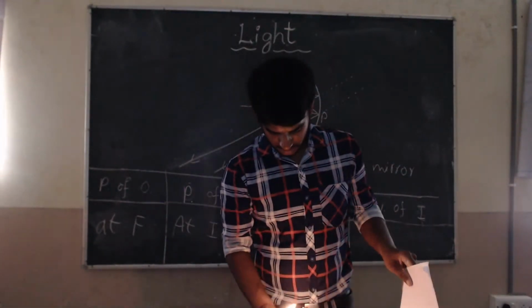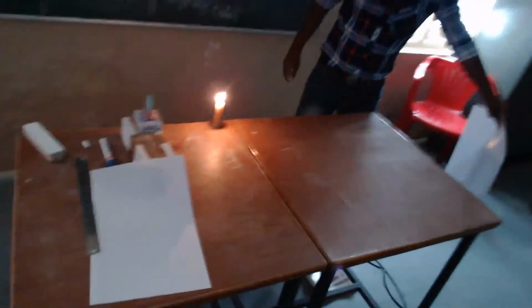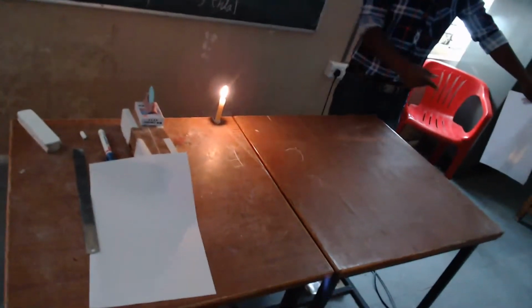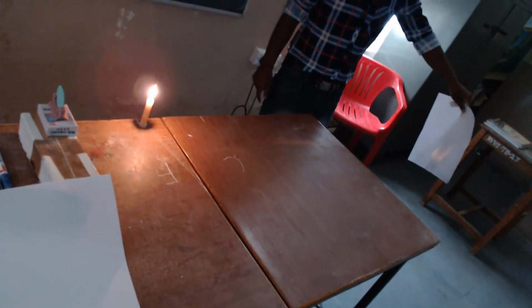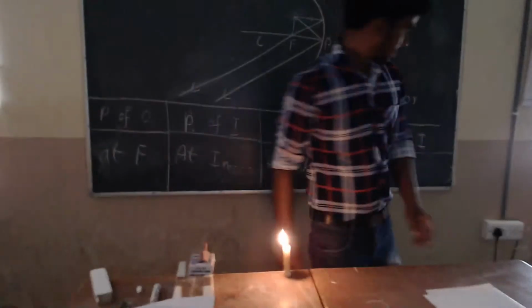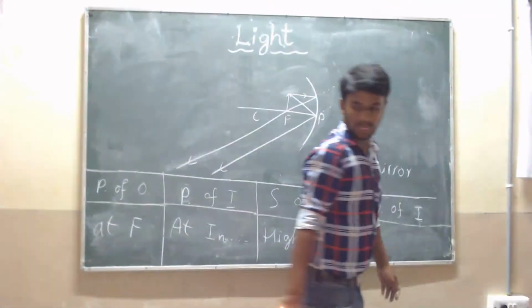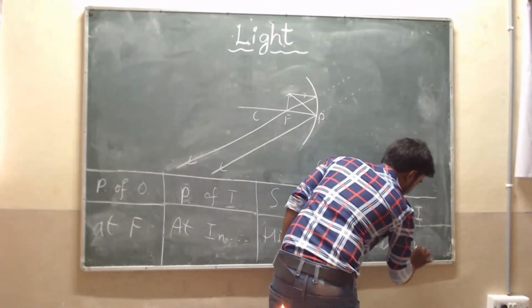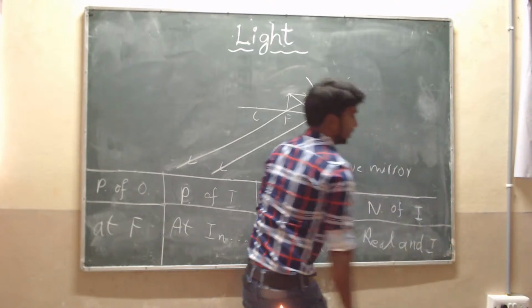So I will keep the object at F. So here I am getting the, okay, so now I am getting that image at an infinite distance. So just observe here, it is highly enlarged and it is inverted. Okay, so the nature of the image is real and inverted.